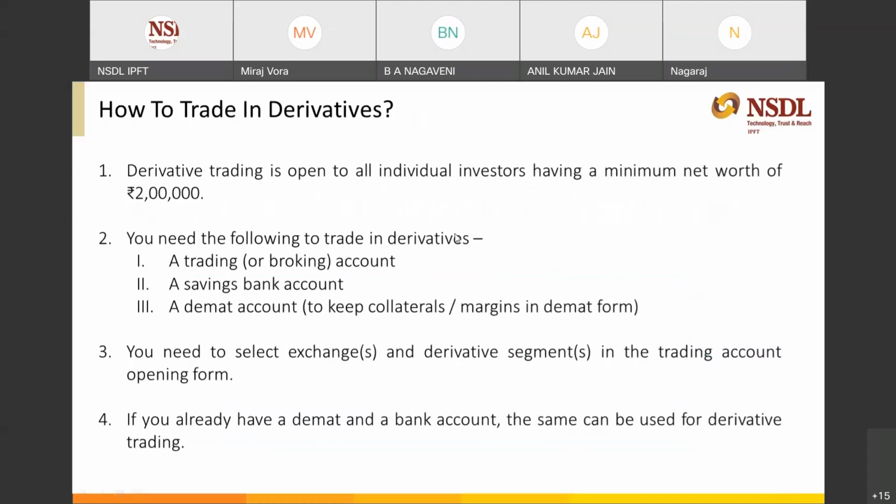Now, how to trade into derivatives? To trade into derivatives, you don't need much. You need to open a trading account. These days most people open a 3-in-1 account where the trading, demat and bank accounts are opened together. But if not, you can also open your trading account and link your DP account to that trading account. You need to select the exchange and the derivative segment where you need to trade, and then you can start your trading. The minimum net worth to trade into derivatives is 2 lakhs, which is set by SEBI and the exchanges.